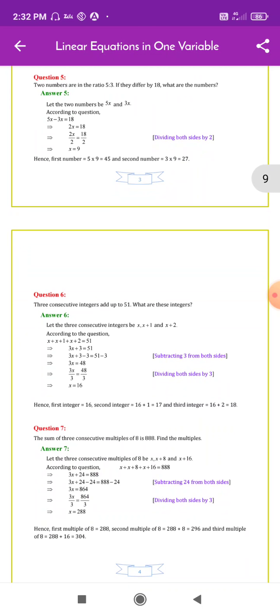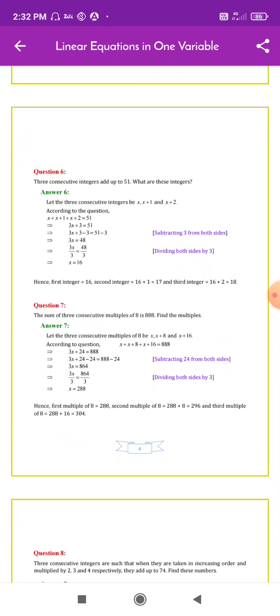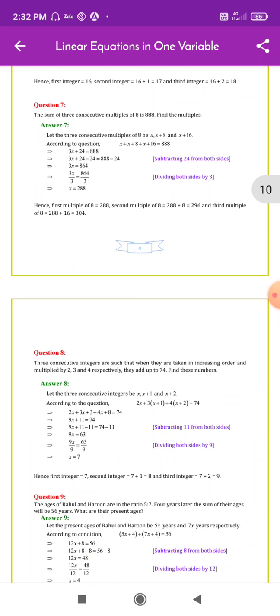Question number 6, 3 consecutive numbers are given. First we are taking x, then the second x plus 1, and x plus 2. So you can do it on your own. The sum of the 3, question number 6 and 7 are both the same. So okay, you can do it.